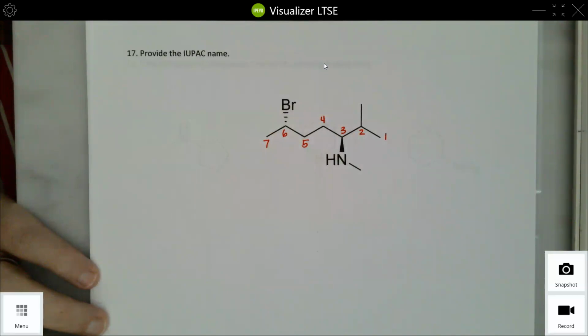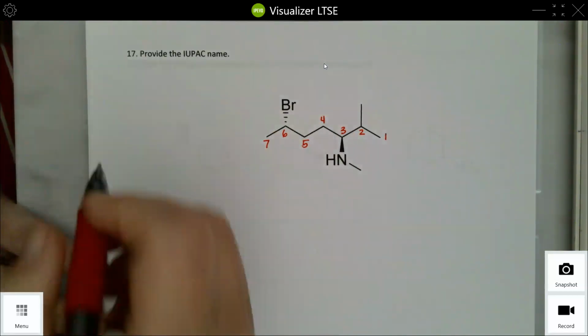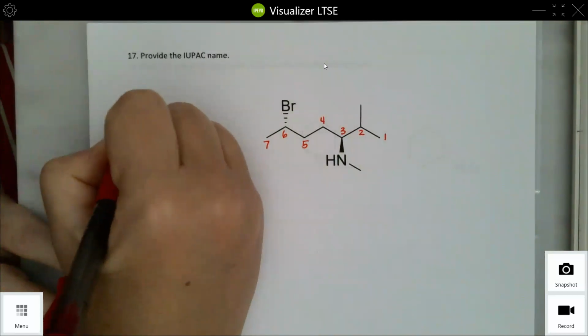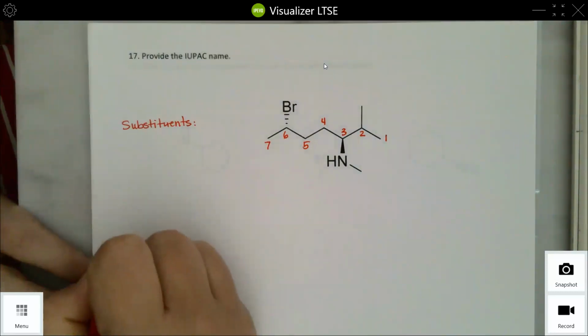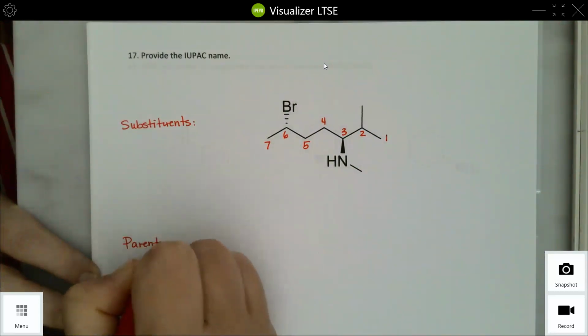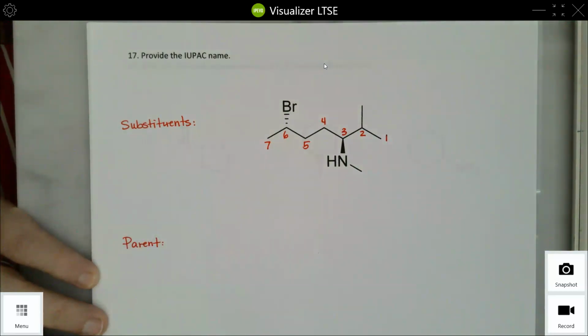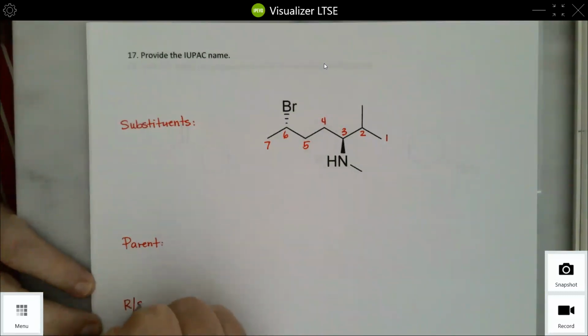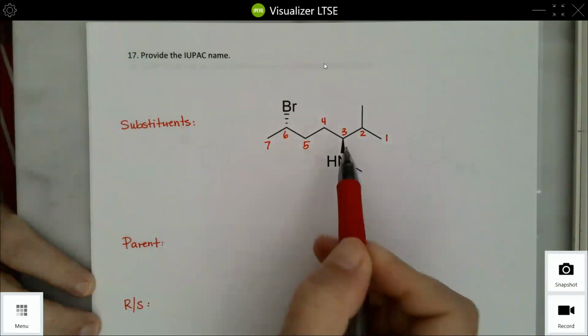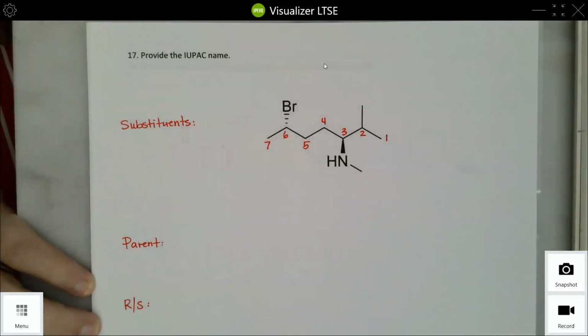Okay, so now we can think of it as, okay, what are our substituents, and then what is the parent, and then we want to also think about RS. So are there any stereocenters? And there definitely are 2 of those here. So we need to consider that as well. Okay, so moving in any order that you want to, we can think about these. So I'm going to work on the substituents first.